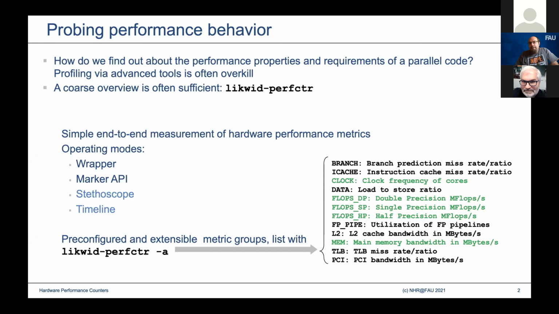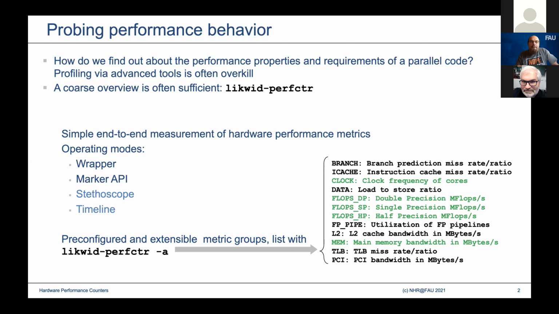Sometimes the usage of advanced tools like HPC Toolkit and VTune is just overkill. You're interested in a single metric or something like that. For that, we can use likwid-perfctr, and it provides you 4 different measurement modes. The first one is the normal wrapper mode, or end-to-end measurement. It starts the counters, runs the application, and stops the counters and evaluates them.